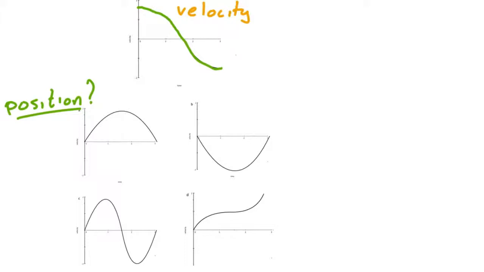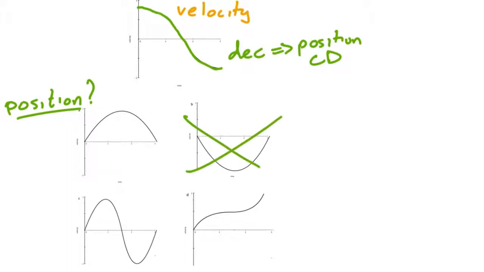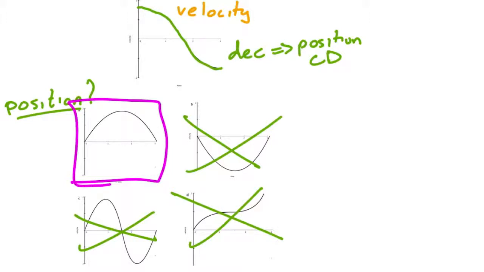So because this one's decreasing, then that implies that the position would have to be always concave down. And so out of these, you can automatically eliminate this one, you can eliminate this one, and you can already eliminate that one, and it would have to be this one because this is the only one that's concave down. And then, just to talk about everything here, it also satisfies the other properties.